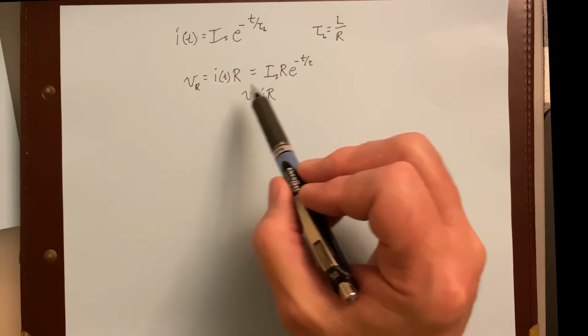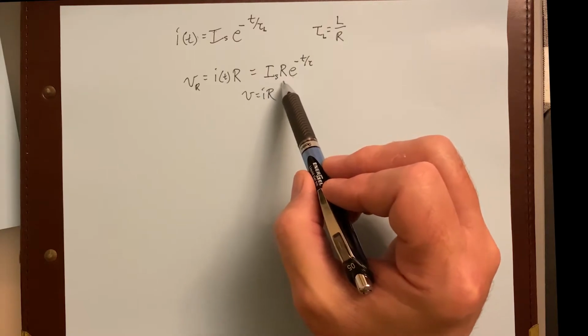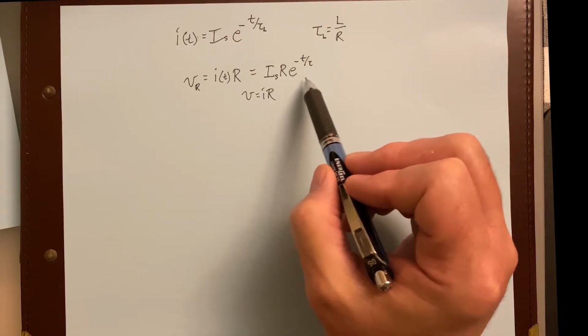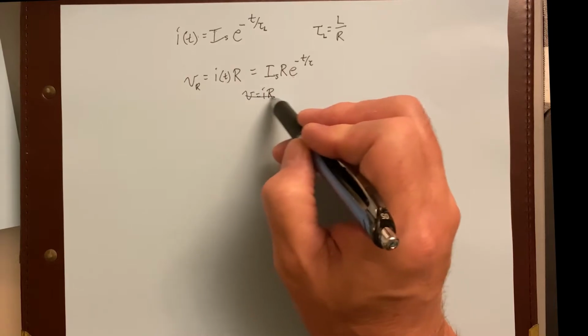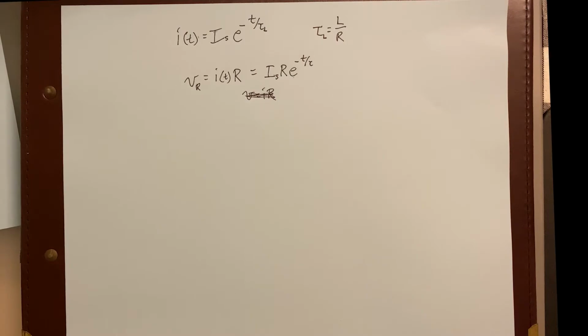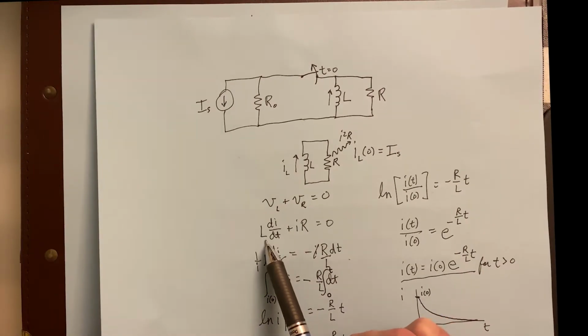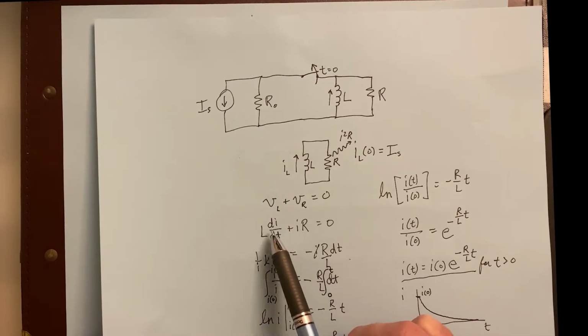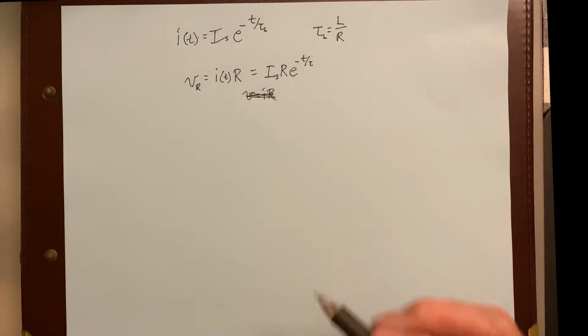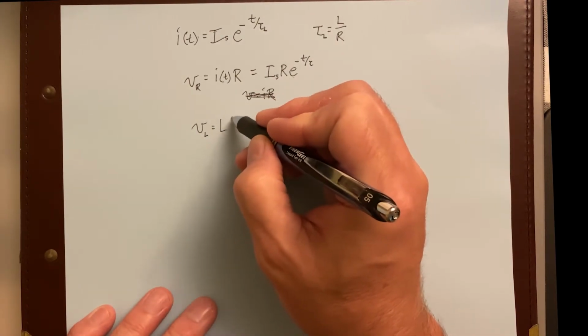So the voltage across that resistor looks like Ohm's law, but with the time portion in there as well. This doesn't apply. This is the correct answer there. Okay, so what about the inductor? Let's go back here. Well, the inductor has this as its voltage. V sub L is L di dt. So the voltage at any time for the inductor is going to be given by L di dt.